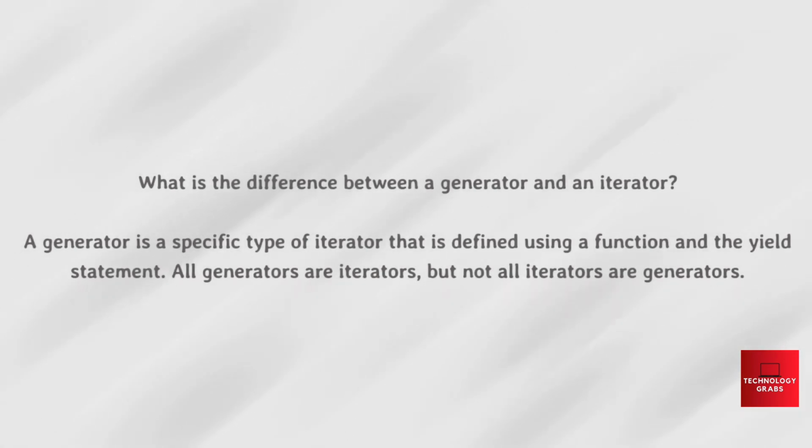What is the difference between a generator and an iterator? A generator is a specific type of iterator that is defined using a function and the yield statement. All generators are iterators, but not all iterators are generators.